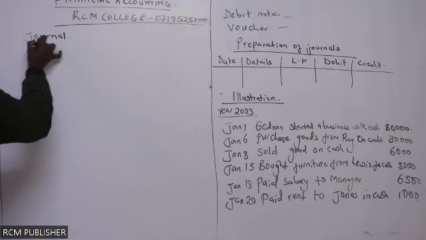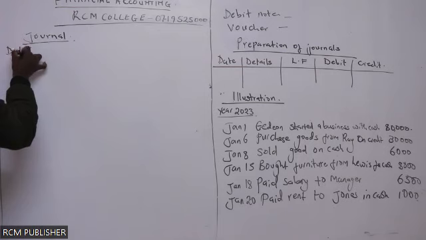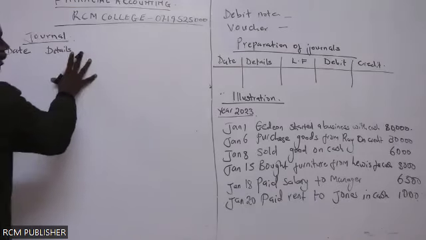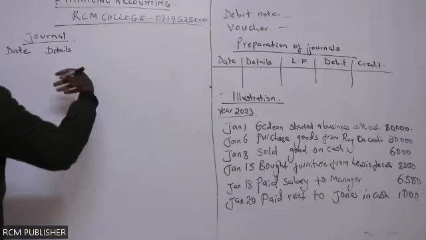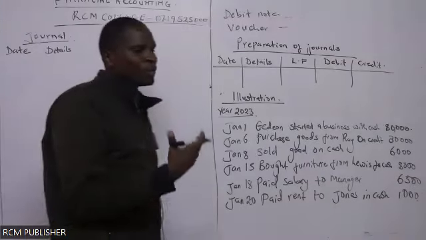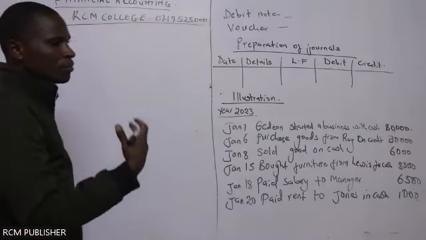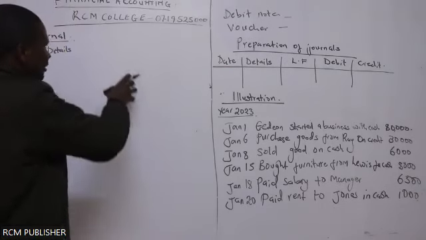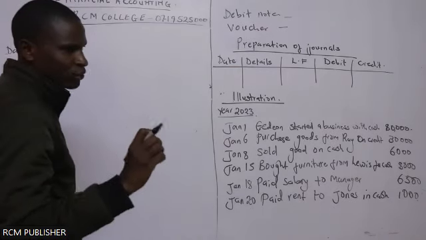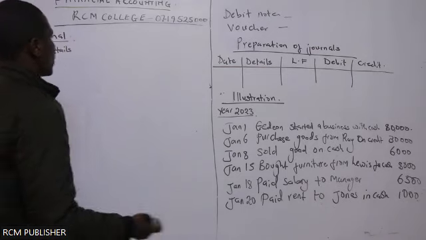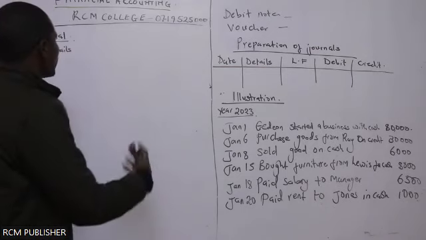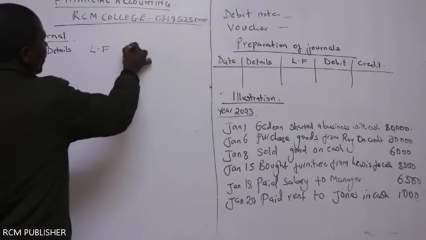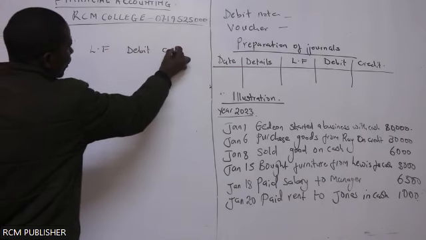Journal entries. All right. We have dates. We have details. We have what else, our ledger folio. In most cases, we don't write down the ledger folio because the ledger folio is just indicated when posting the transaction. So in most cases we can leave that because that column will have nothing. But for the sake of this format, let me just put it. Then we have debit, and then we have credit side.